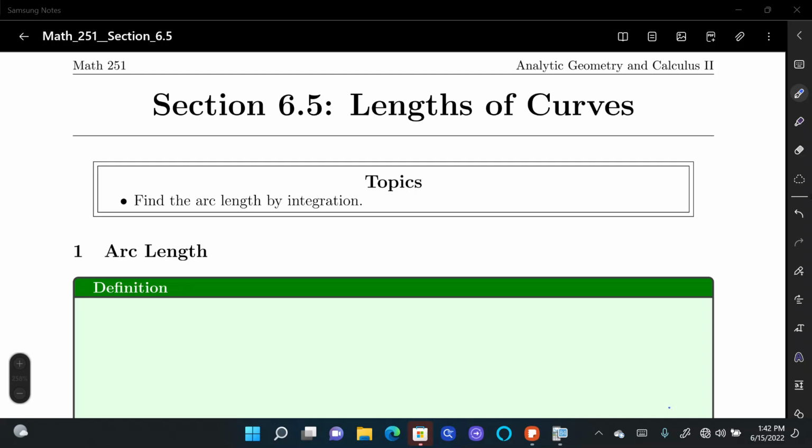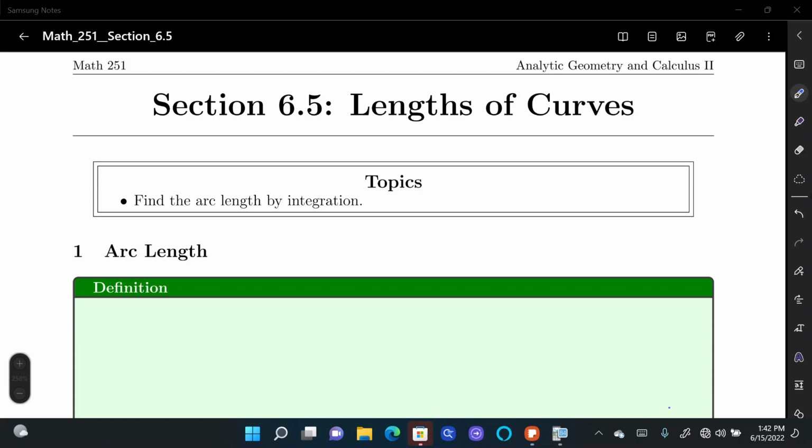I believe you did volumes of solids of revolution by the shell method, by the disk method, and most likely you also did cross-sectionals, right? And I think that was about it in terms of the applications of the integral. So we're going to do another application, for lengths of curves.